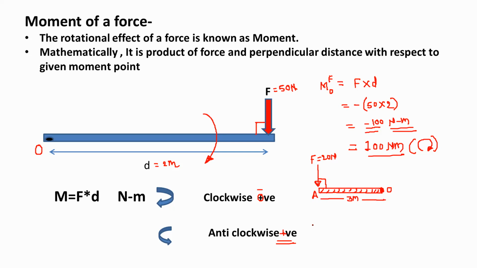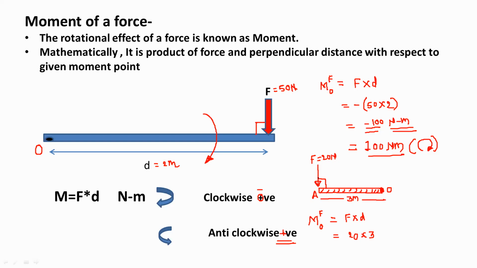So we will write the moment by the force F about the point O. It is equal to force into perpendicular distance. So this is the general formula. The force value is 20 and your distance d is equal to 3 meter. When we take the distance, we need to take the exact perpendicular distance.